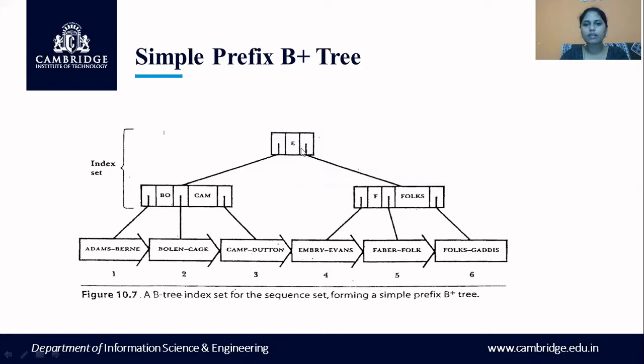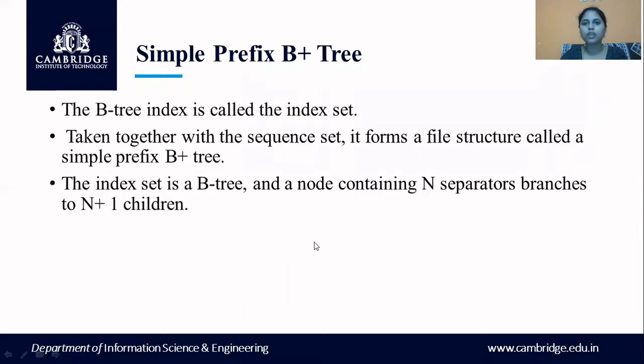These are the indexes that we had formed in our previous concepts. For each block, we are forming the index. For example, between block number 1 and block number 2, the index is BO. Between block number 2 and block number 3, the index is CAM. Like this, we have formed the indexes for all the blocks and formed this index set. So the combination of index set and the sequence set forms your simple prefix B plus tree.